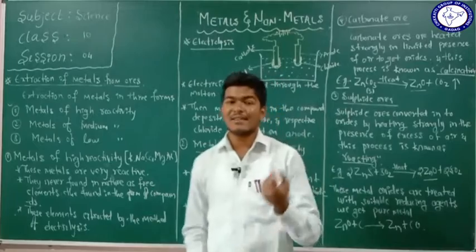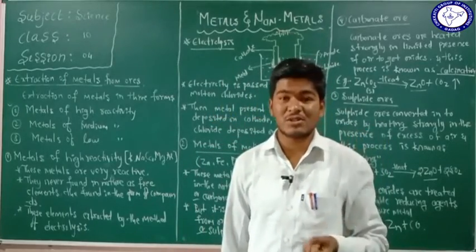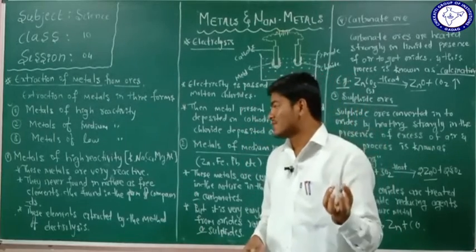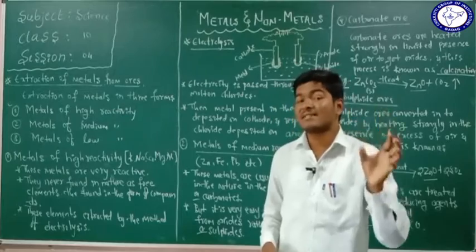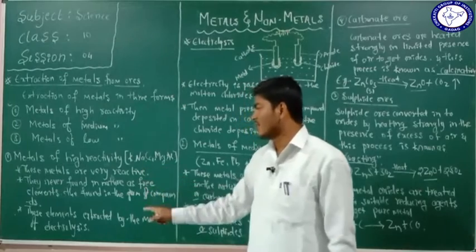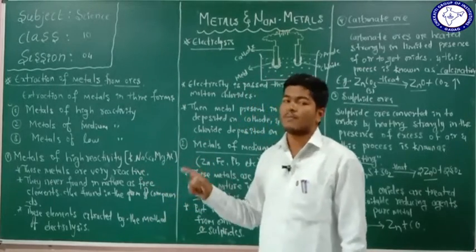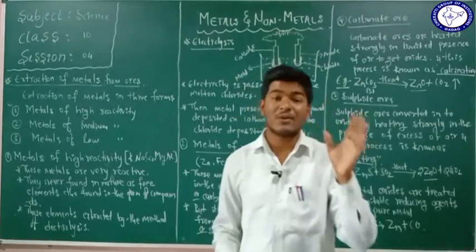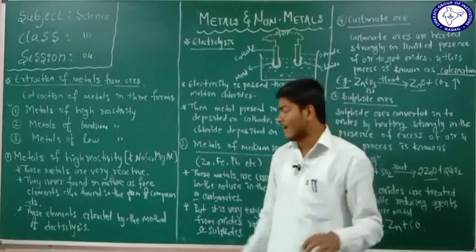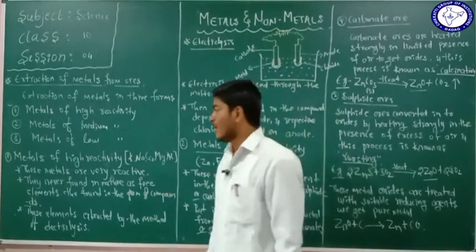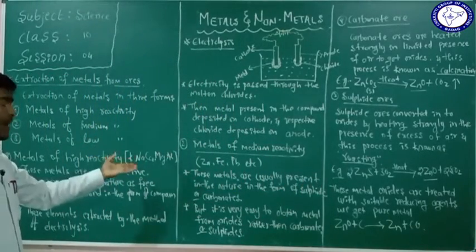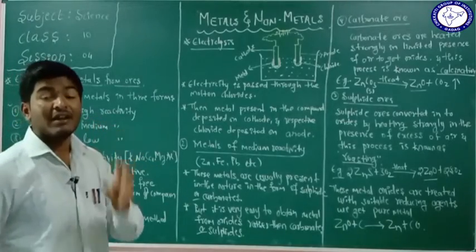These metals are very reactive in nature, therefore they are not freely available in nature; they are not present in the free state. They are never found in nature as free elements, they are found in the form of compounds. But these types of metals are extracted by a process called electrolysis. So these high reactivity series metals, for example sodium, potassium, calcium and magnesium, are present in nature in the form of compounds.